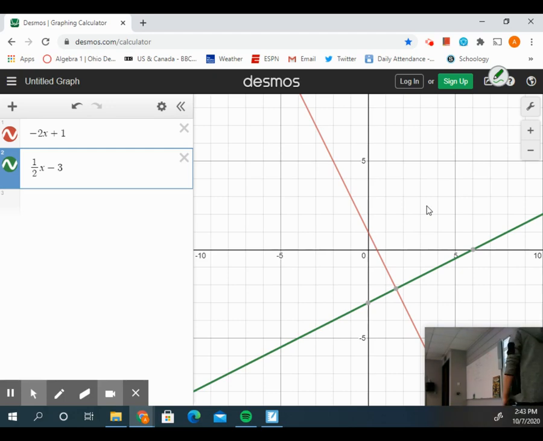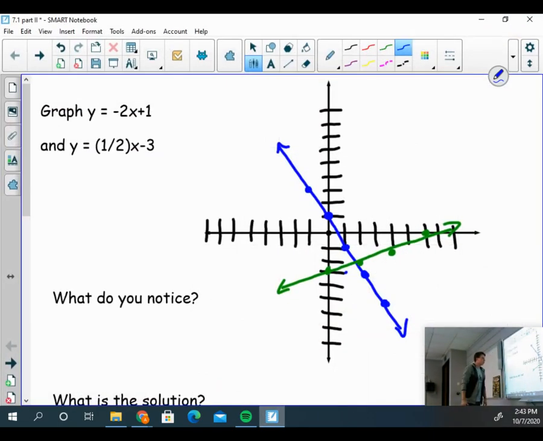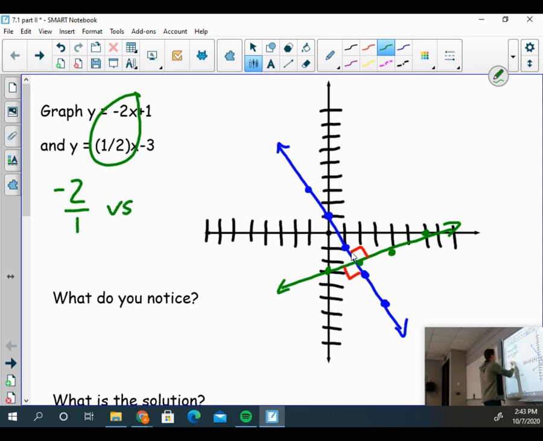You see, what's unique about these lines is they are perpendicular. In fact, they intersect at a 90-degree angle. These lines are perpendicular. Now, how could you have told they were perpendicular off the bat? Well, their slopes, unlike parallel lines, are the opposite. Parallel lines have the same slope. Perpendicular lines, the slope is the opposite. Negative 2 over 1 versus the other one is 1 over 2. When slopes are the opposite, the lines will be perpendicular.